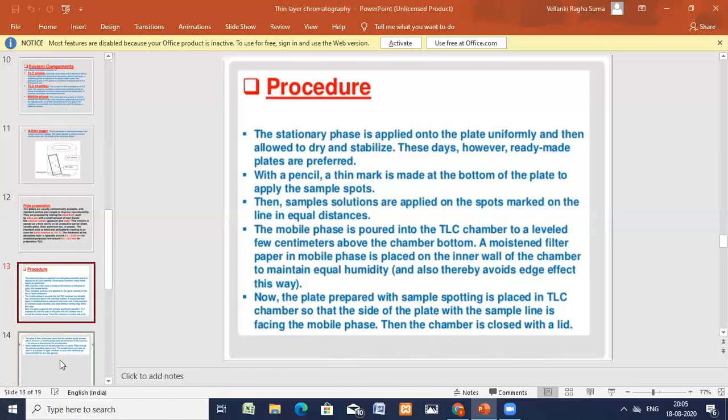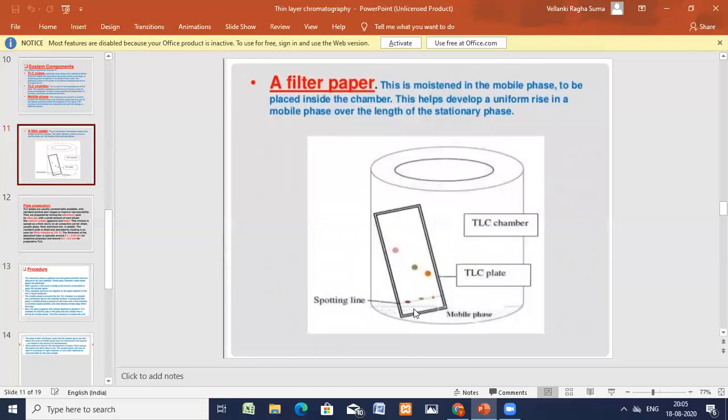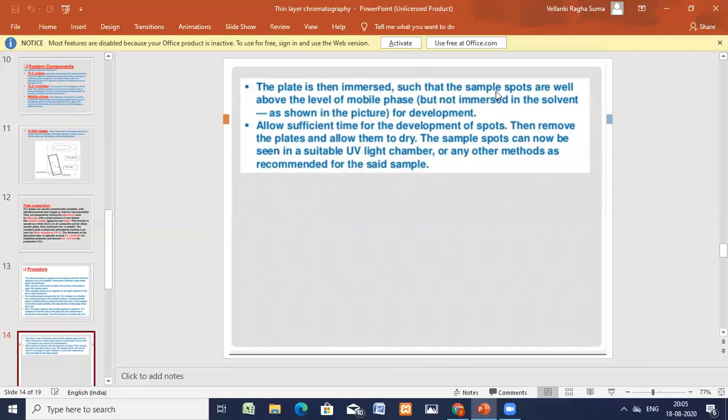The next step: the plate is immersed such that the sample spots are well above the level of the mobile phase and are not immersed in the solvent. In the diagram I showed you, the sample is not immersed in the mobile phase; only the plate is. The plate is immersed in this way, as shown in the picture, for development. Now allow sufficient time for the development of the spots.